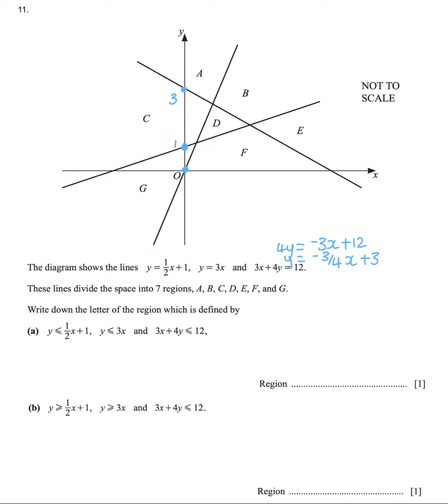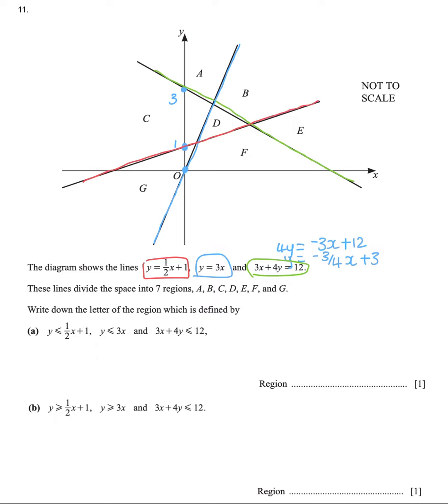So I'm just going to label those for us. So we've got this equation, which is this line here. We've got the 3x equation, which is this line here. Yours should be much neater than this. And then we've got this equation, which is this one here. So for the first question, it's asking us to find when y is less than the half x plus 1, so that's this red one here.